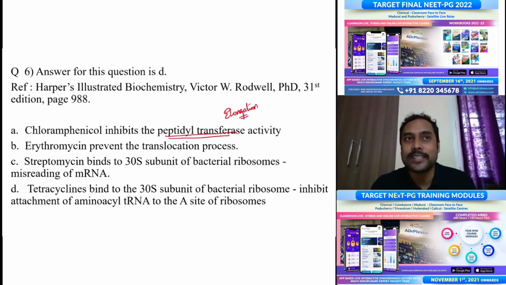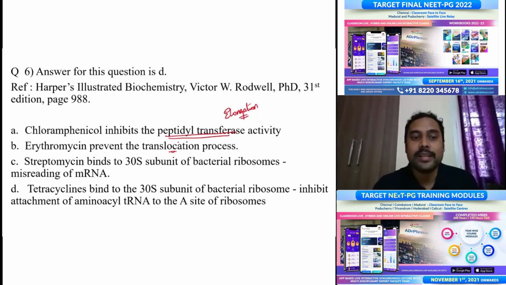Erythromycin prevents the translocation process. I have explained it to you. It prevents the translocation, the push from the P site to the E site and from the A site to the P site. That is prevented by erythromycin. Streptomycin binds to the 30S subunit and causes misreading of the mRNA, so that codons are not properly read. So that means it is also acting in the elongation process. The chain will not continue. It acts as an artificial termination for the peptide chain to keep elongating.